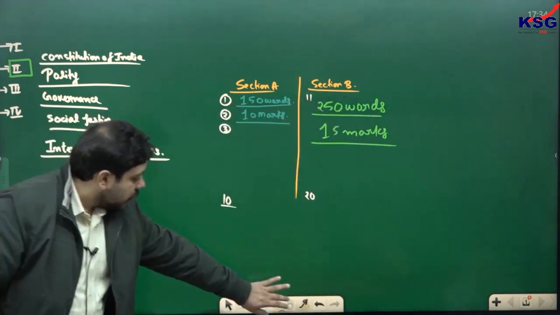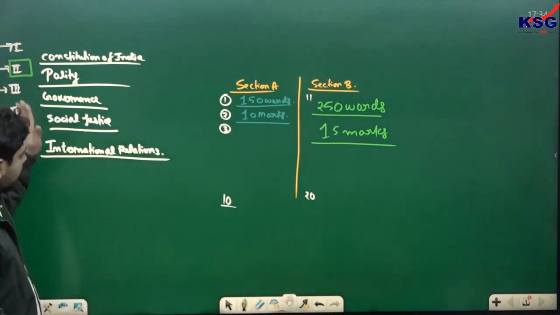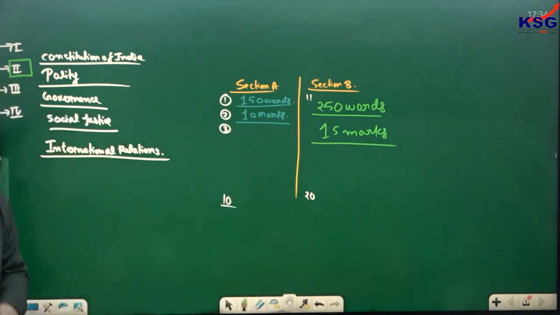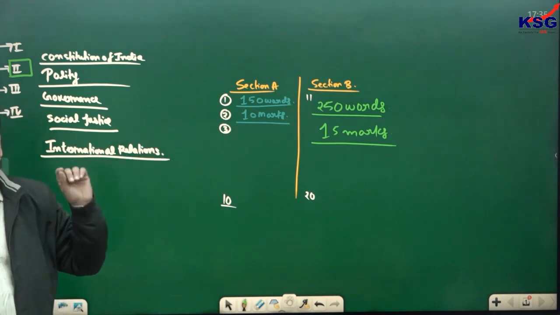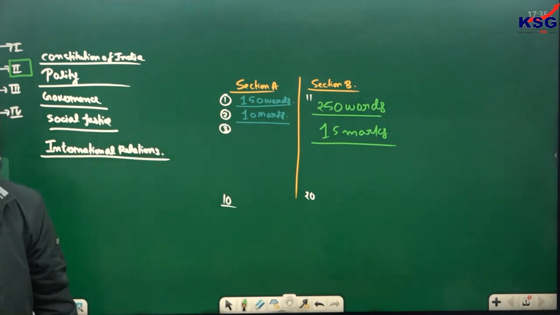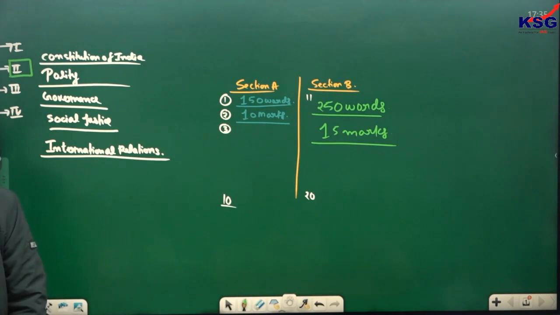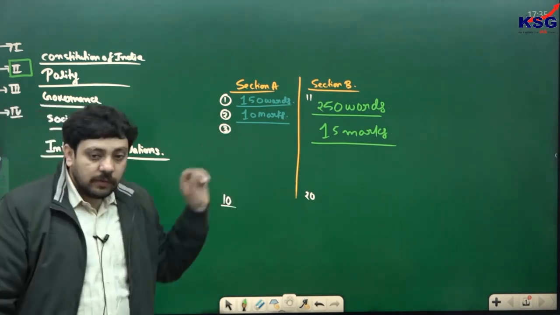Okay, so now just take a look at this. You have these 5 topics. So for example, let's say if I'm an examiner, a paper setter, I will take Constitution of India and I will make, let's say, one question which has to be answered in 150 words and will carry a total of 10 marks. And I will make another question which will be of 250 words and will carry a total of 15 marks, right?